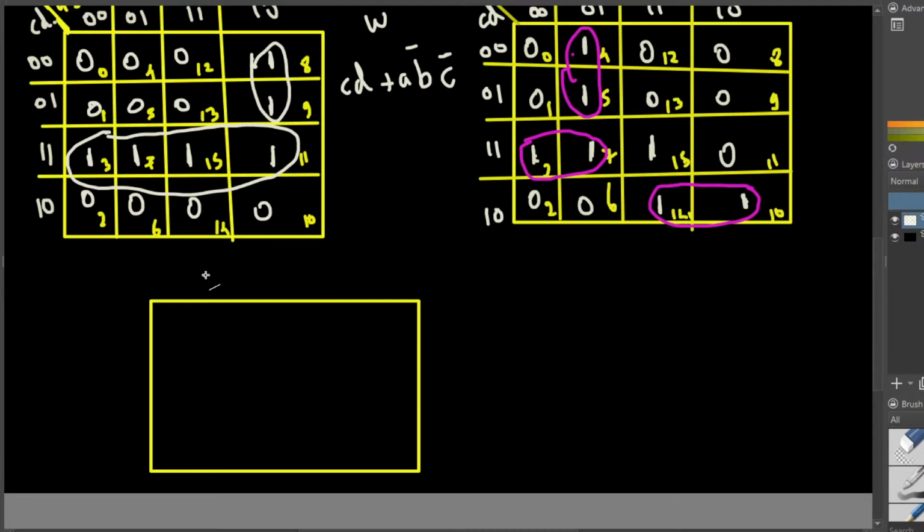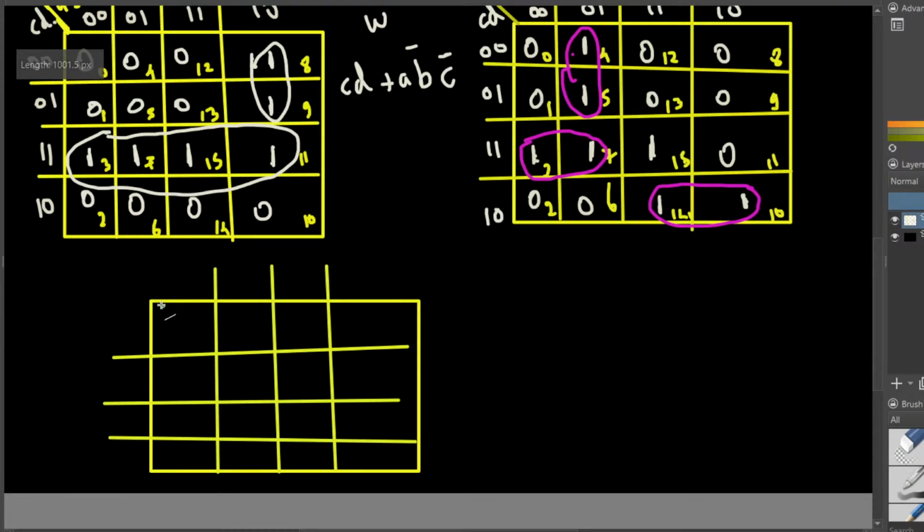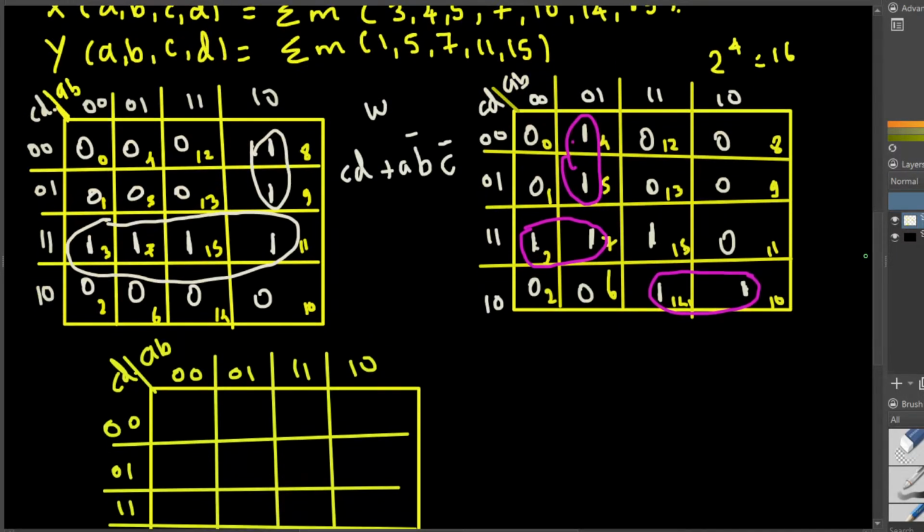So here I'm creating my third K-map with 16 locations. Okay, here also we have 4 variables, A, B, C, D, and then this is 0 0, 0 1, 1 1, 1 0, 0 0, 0 1, 1 1, 1 0. Let's look at the given values. We have 1, 5, 7, 11, 15.